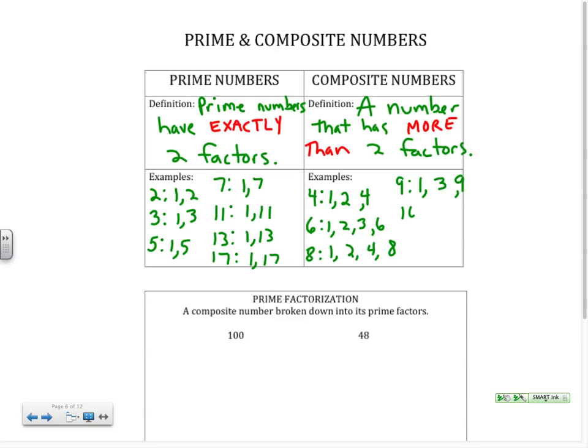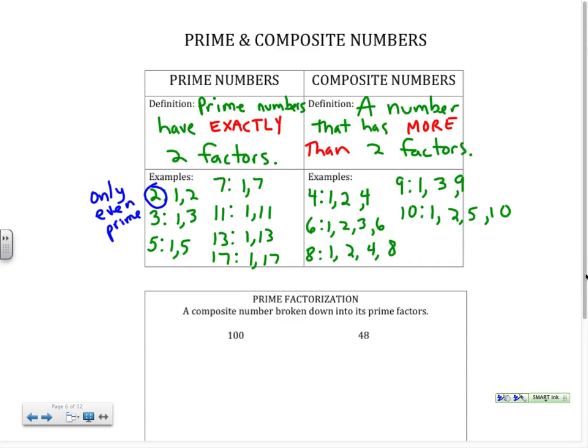10 is even, and you'll notice most even numbers are going to be composite because 2 will always be a factor of an even number. If I listed the factors of 10, I have 1 and 10 and 2 and 5. If you notice in my primes, though, 2 is going to be the only even prime number. The rest of the even numbers are all composite because they will have 2 as a factor.